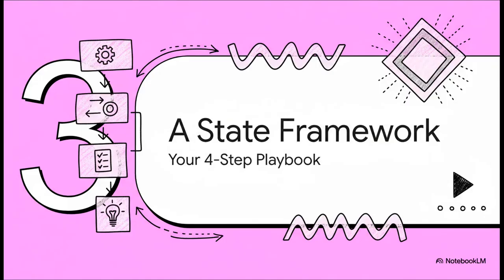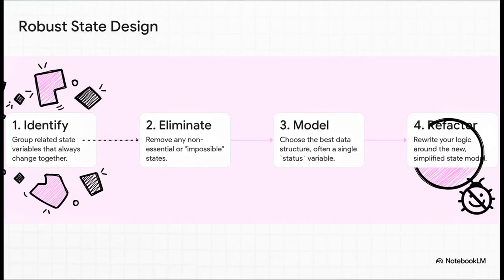Every single one of these is a unique snapshot of the UI, and our job is to model them in our code. Okay, so thinking in states is great in theory, but how do we actually organize this stuff in our code? Don't worry, I've got you covered. Here is a simple 4-step playbook you can use every single time to design really robust and clean component state. So here are the 4 steps. First, you identify the pieces that change together. Then you eliminate any impossible states. We'll talk a lot more about that. Third, you model it with the right data structure. And finally, you refactor your logic.